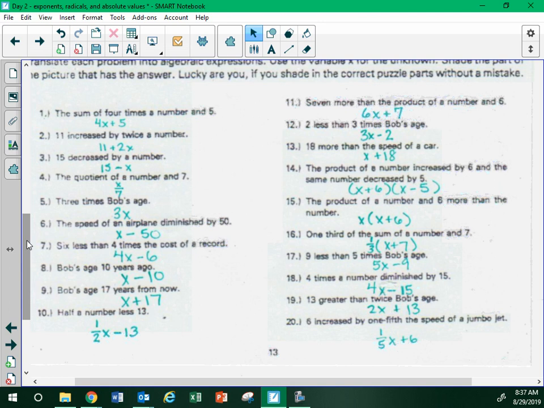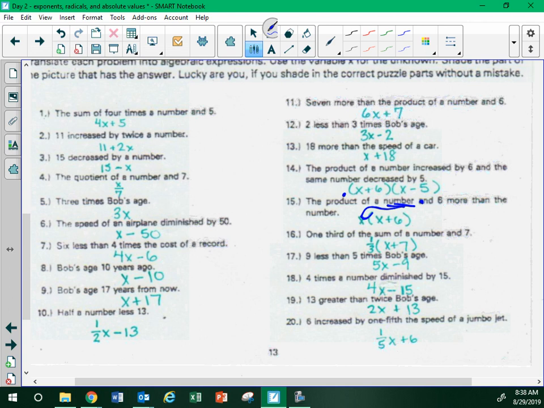What's that? Which one? I don't understand 15. 15. The product of a number and 6 more than the number. Alright, so this is a weird one. We have the product of, so that means we're going to have multiplication. So what are the things we're multiplying? The product of a number, that's our x. And that indicates where multiplication is going to go.